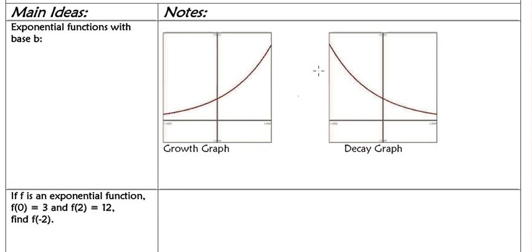All right, here we go. Lesson 5.3, and we are dealing with exponential functions with base b. You've seen this in a different form, but hopefully you can connect it. We've got y equals a times b to the x minus h, and then plus k.